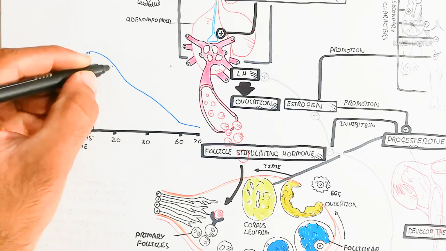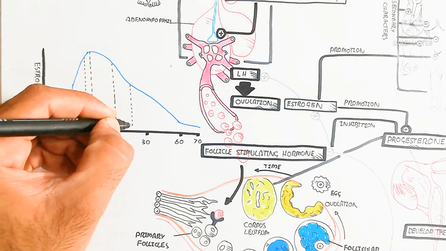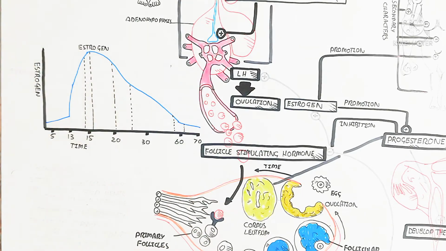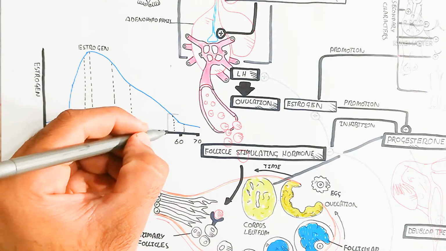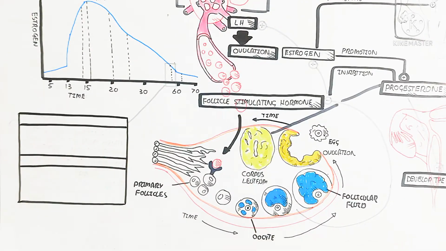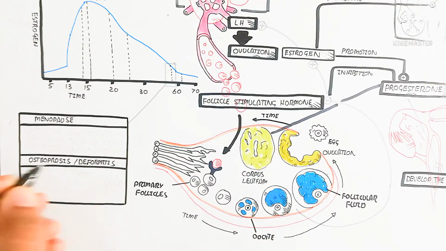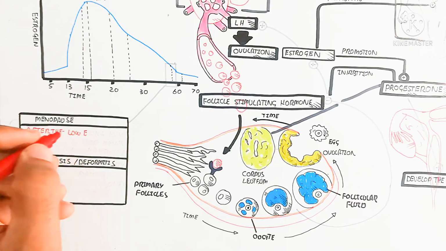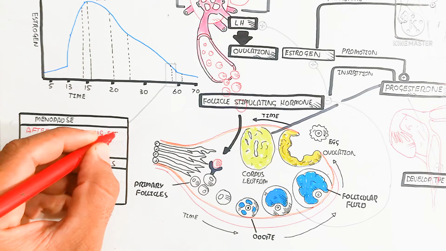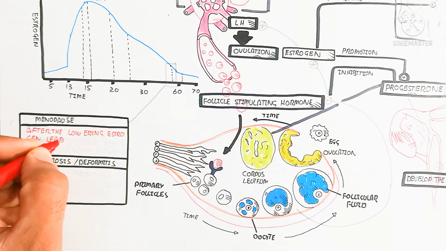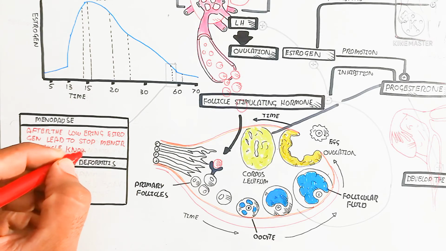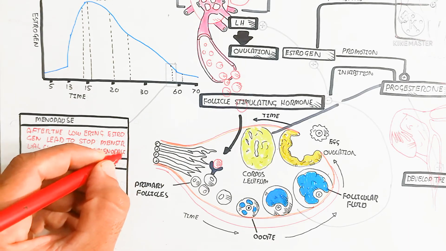After 15 years it drastically decreases. Here you can see that at 20 years it is much higher, but at 30 years it decreases, and it decreases drastically at 60 and 70 years old. So it will lead to menopause. It means that a lowering of estrogen leads to the stopping of the menstrual cycle, known as menopause.